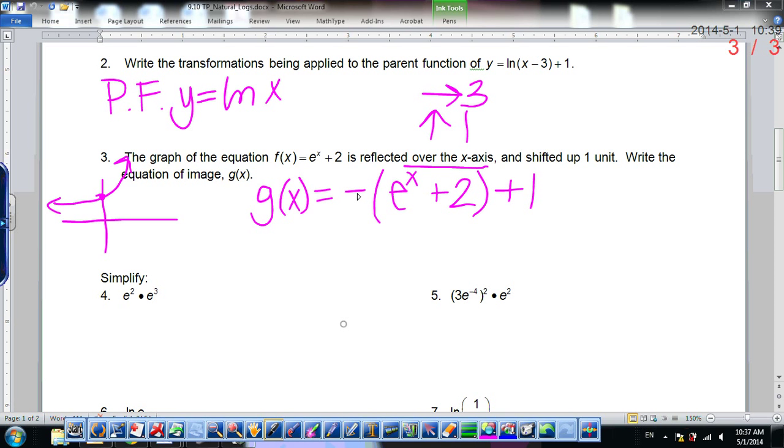So let's see what we would do. If we could distribute this negative, do you see that we'd have g of x equals negative e to the x minus 1? Because it'd be minus 2 plus 1, which gives us e to the x minus 1.